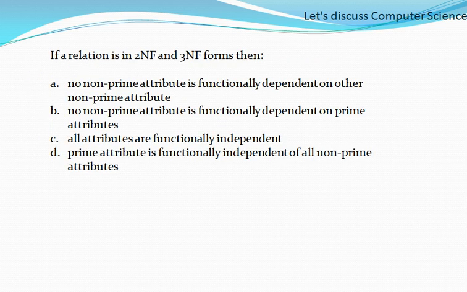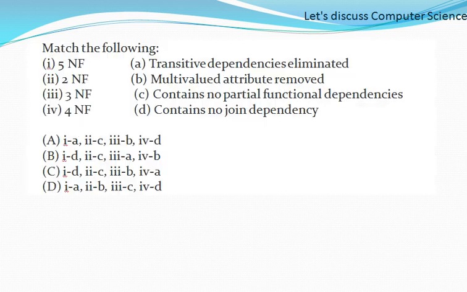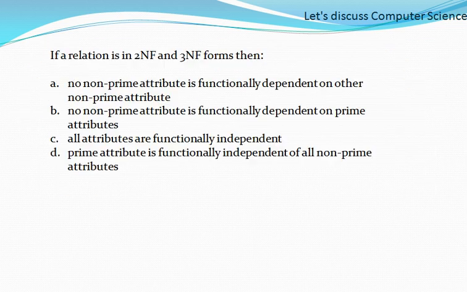If you go to the next question: if a relation is in second normal form and third normal form, then what will be the right answer from the given four choices? The first one is: no non-prime attribute is functionally dependent on other non-prime attribute.